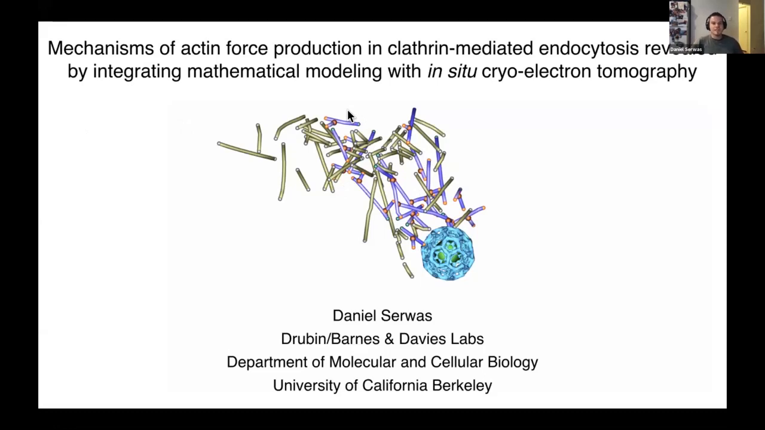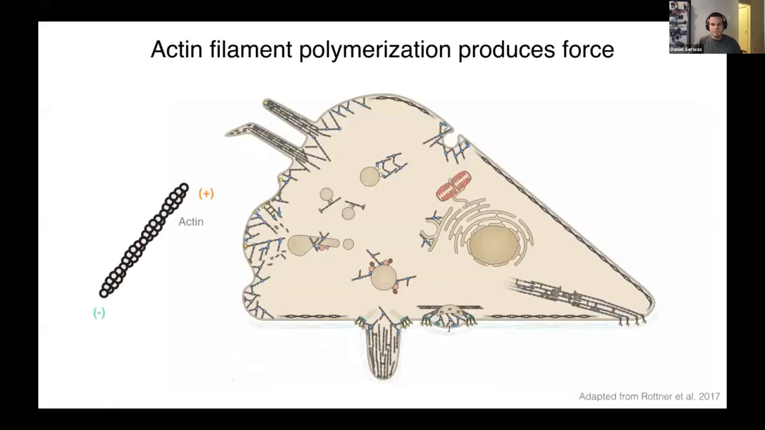So all cells in our bodies need to take up nutrients and remove cell signaling receptors from the surface in order to regulate signaling. And one major pathway to allow cells to do this is clathrin-mediated endocytosis. And I'm especially interested in how the actin cytoskeleton functions in this process.